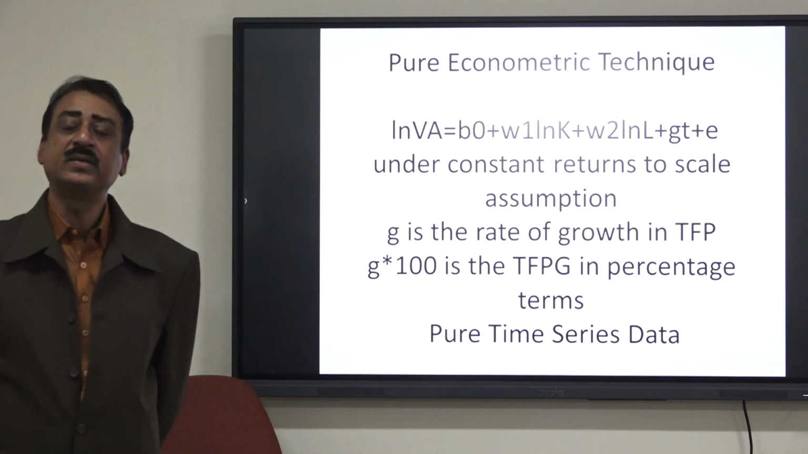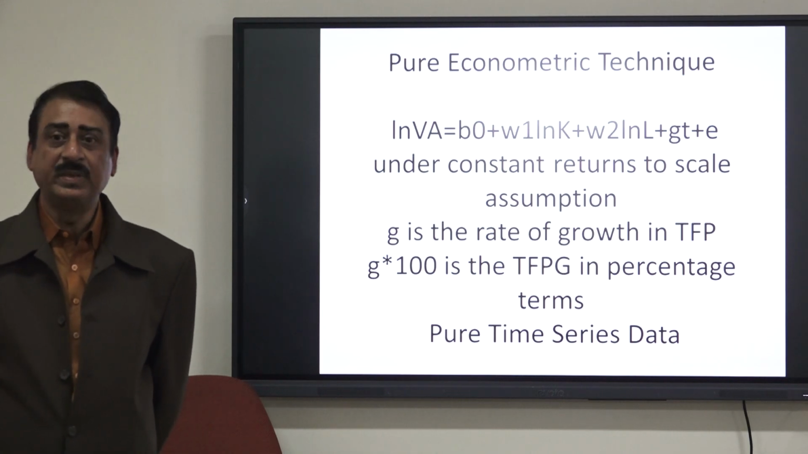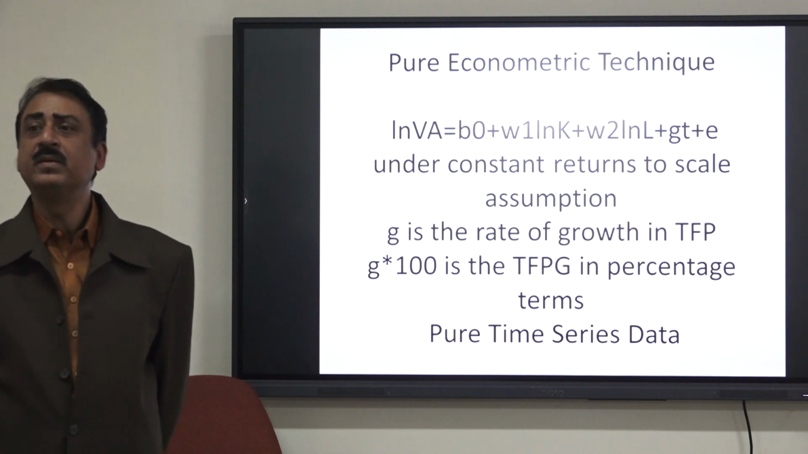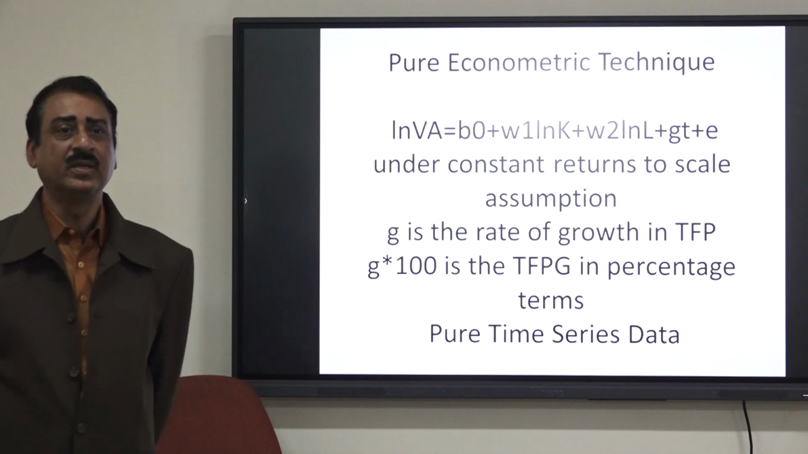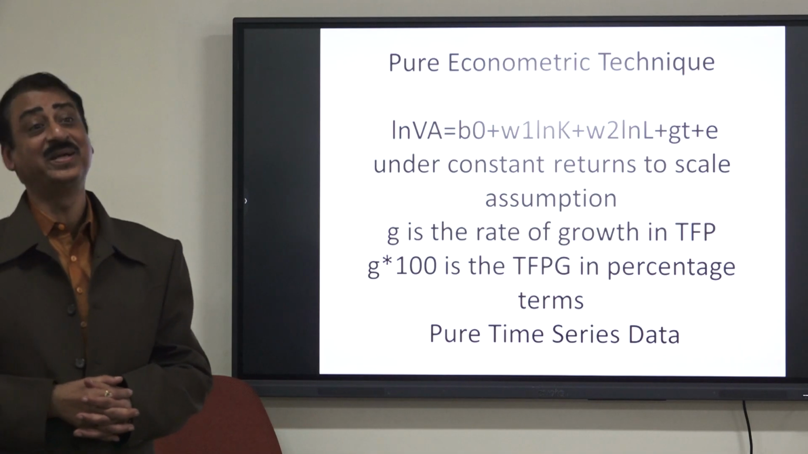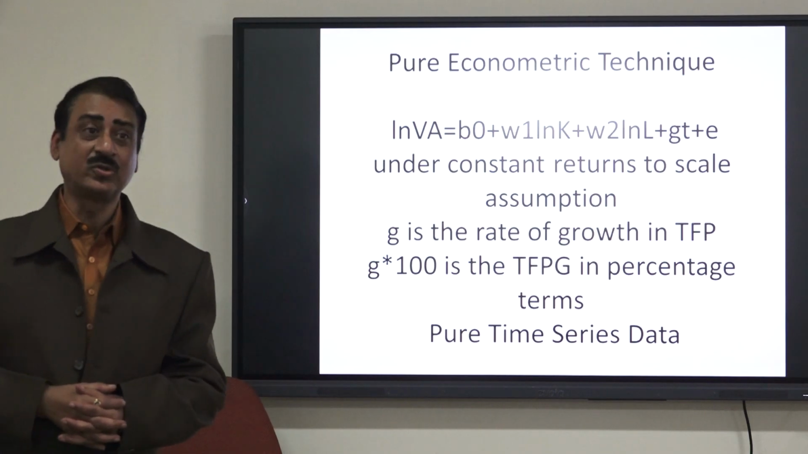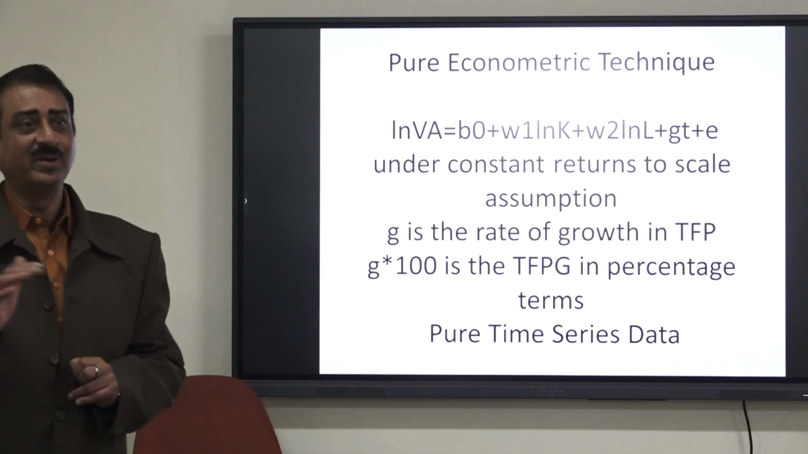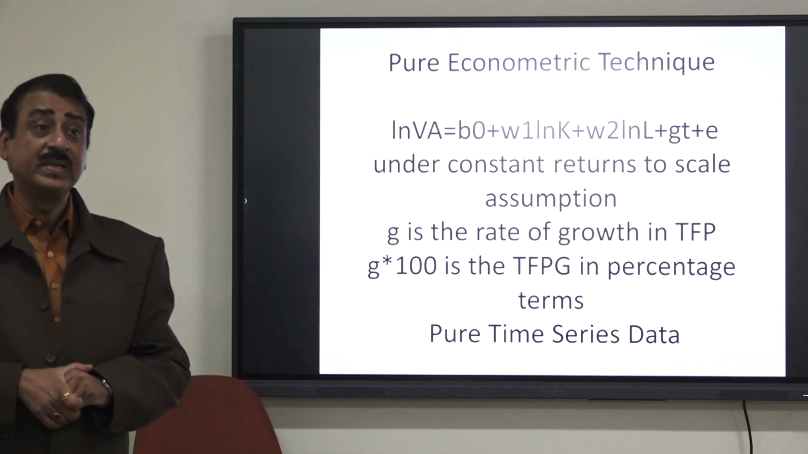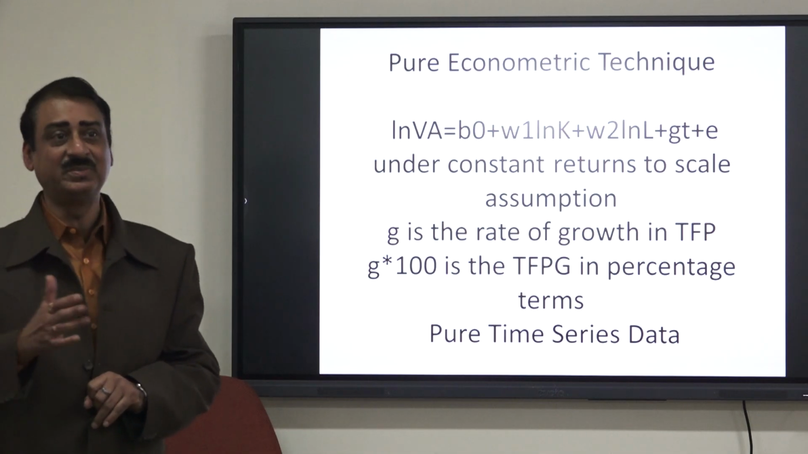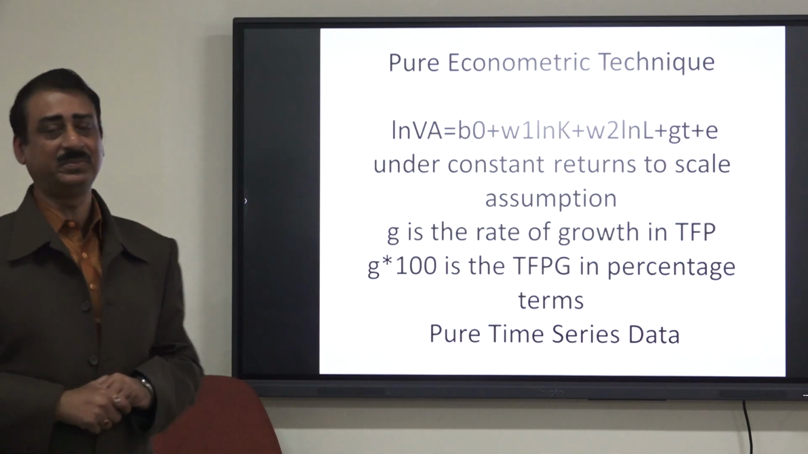Usually you will find that the growth accounting estimates are very different from the econometric methods. So it is up to the researcher to decide which one to use. Of course, growth accounting has certain advantages, which I will tell you later, compared to the econometric method. But the econometric method might give you a better, more realistic estimate compared to the growth accounting estimate.